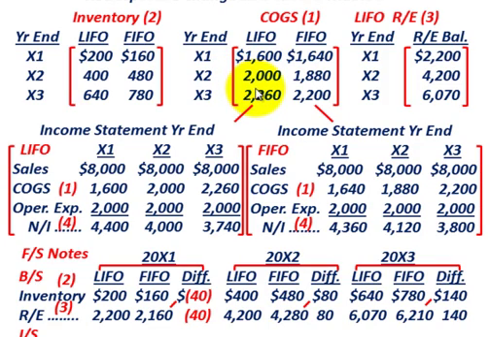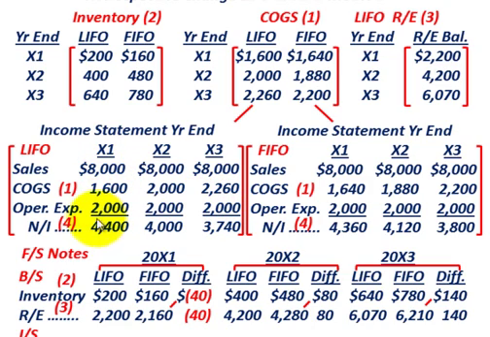Okay, so let's go to our numbers. Cost of goods sold for year X1 is $1,600. In year 2, we have $2,000 for LIFO, and in year 3 we have $2,260. Okay, so that's what we have. This is the only thing that's changing on our income statement for LIFO. Then we're going to have operating expenses, and they're going to be constant. Let's just say it's $2,000 for each of those 3 years.